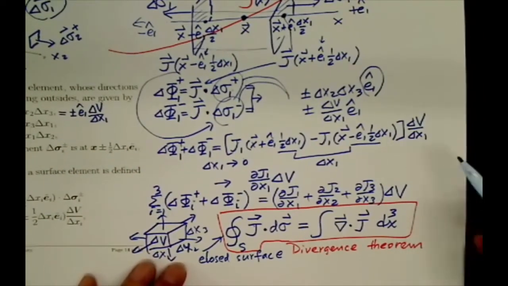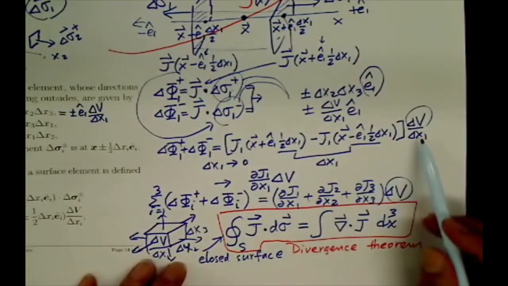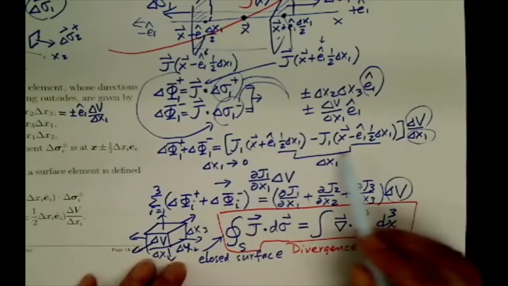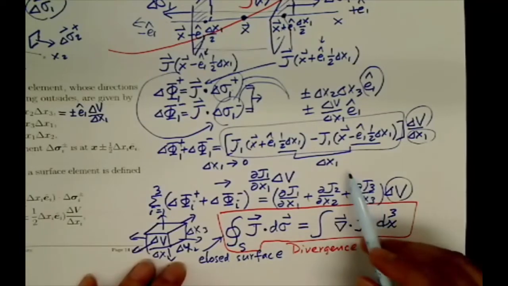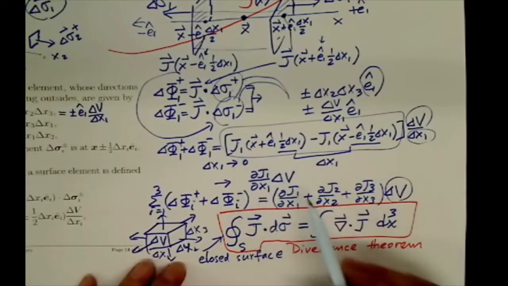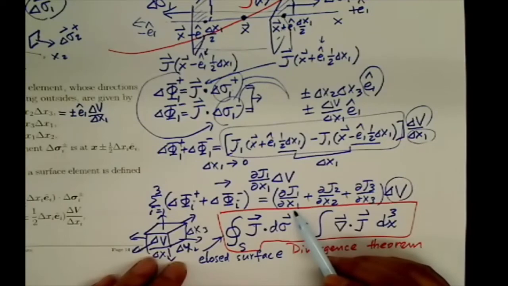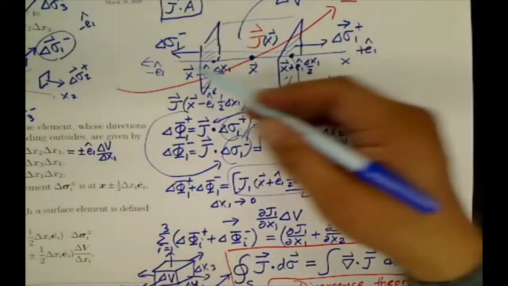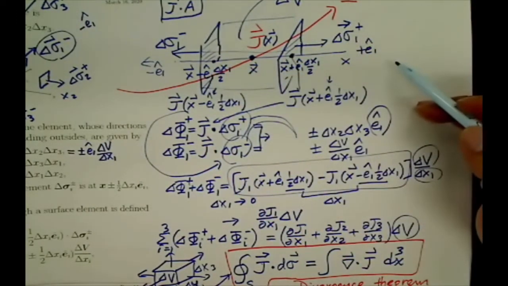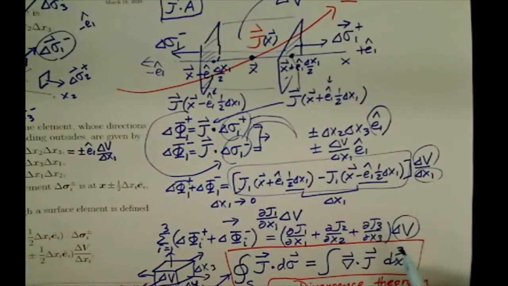Now we find that this one is a delta V volume, and delta x divides the difference of J1. That means in the limit delta x goes to 0, it is a partial derivative with respect to x1. If I sum these, these are two surfaces along the x-axis, we have two more pairs.